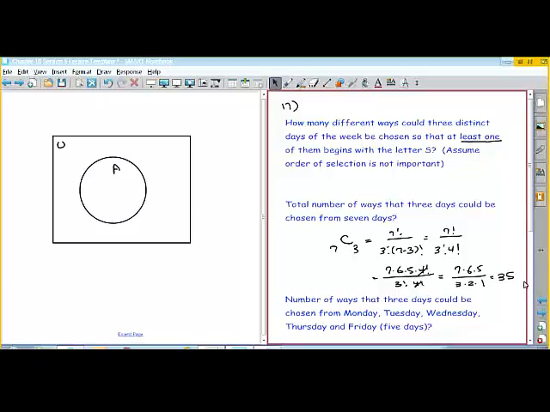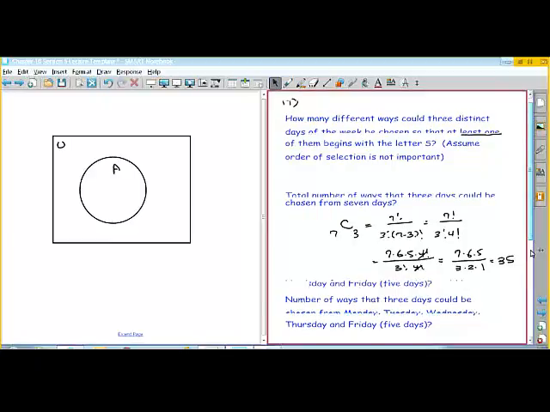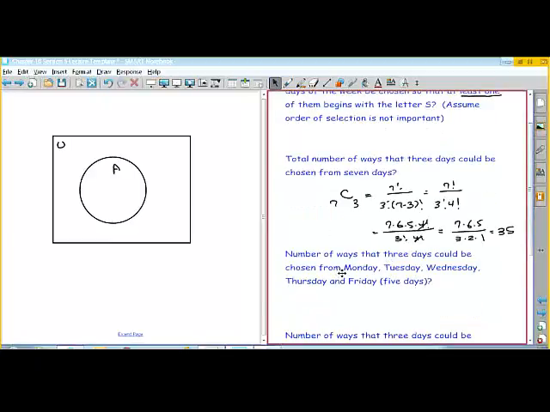The second one is the number of ways that 3 days could be chosen from days that don't use S, because I said at least one S. So this is the complement. This is asking the complement question. The number of ways that 3 days could be chosen from the 5 non-S days. So that way, we're still choosing 3 days, but we only have 5 days to choose from. So that's going to be 5 factorial divided by 3 factorial times 5 minus 3 factorial.